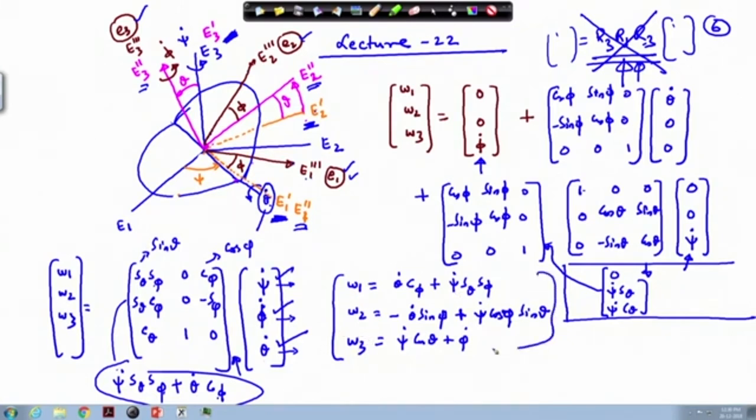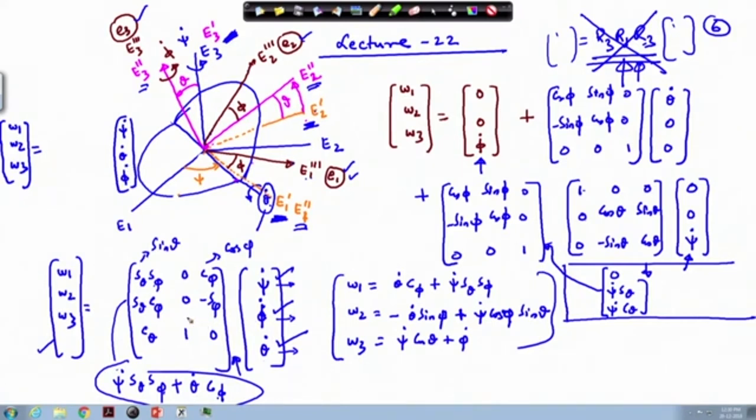So, already we have this relation, and if we invert this matrix, we get psi dot, phi dot and theta dot, or either you can solve this linear equation directly and get psi dot, phi dot and theta dot. If you want to change this, let us say that rather than writing here in this format, you want to write it as omega 1, omega 2, omega 3. We want to write in terms of, here instead of writing psi dot is ok, here we want to change it, make it theta dot, and this part we want to make phi dot here in this place.